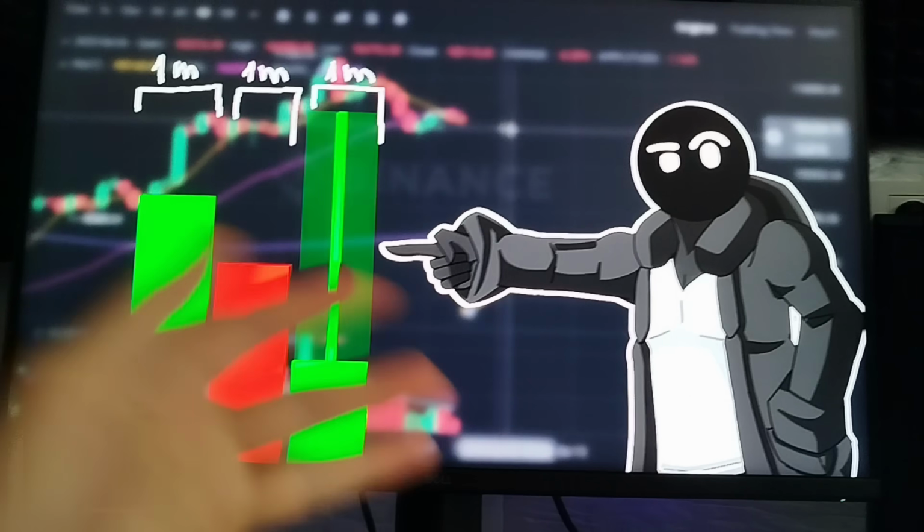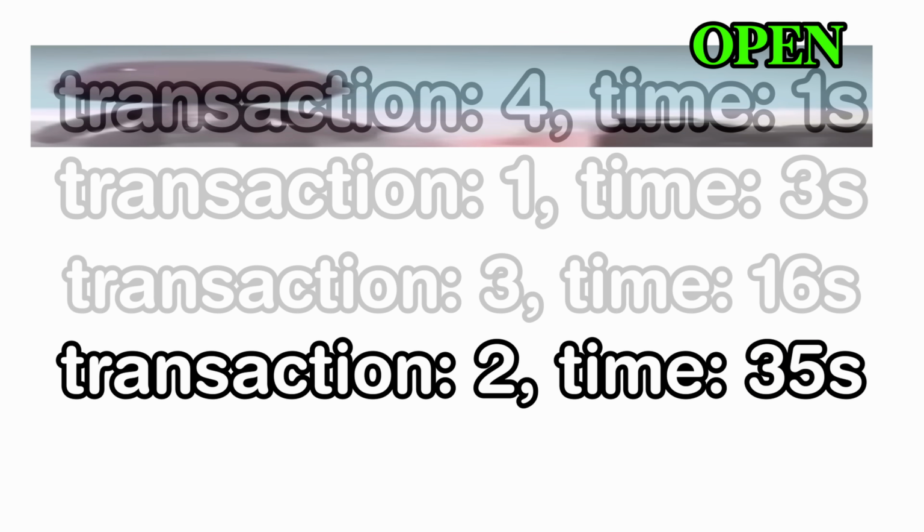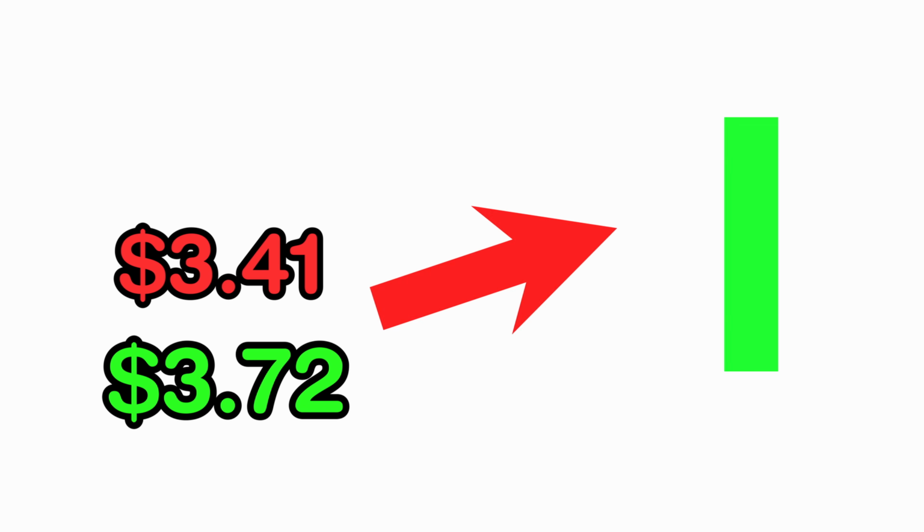This seems fairly simple. Why am I complaining? Well, each candle must have 5 fields: time, open, high, low, and close. I eventually figured it out by sorting transactions by timestamp, finding the earliest trade for open and the latest trade for close, while keeping track of the lowest and highest prices that occurred during the entire minute.